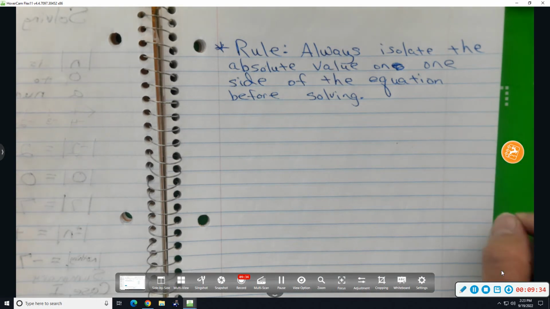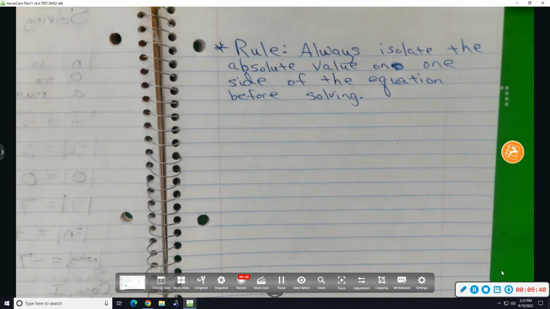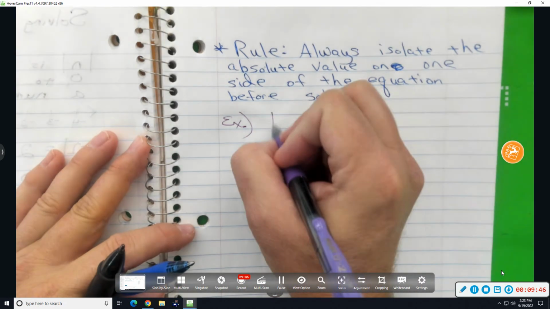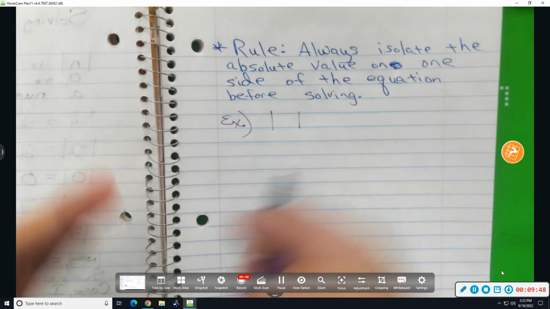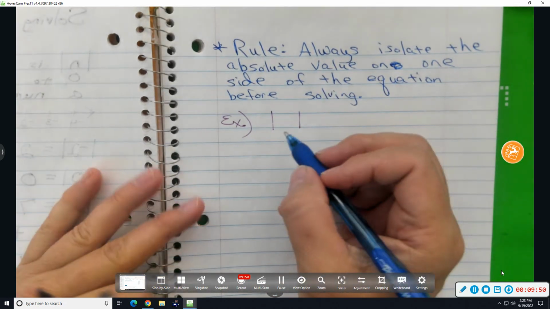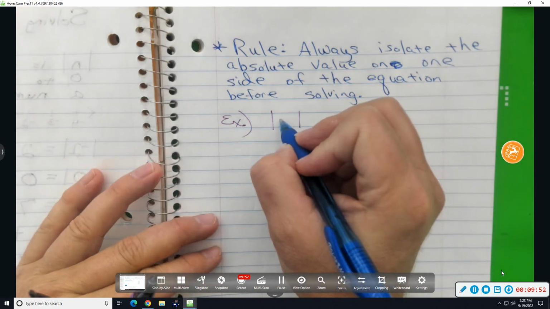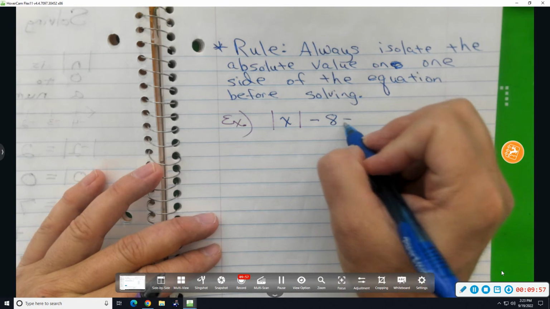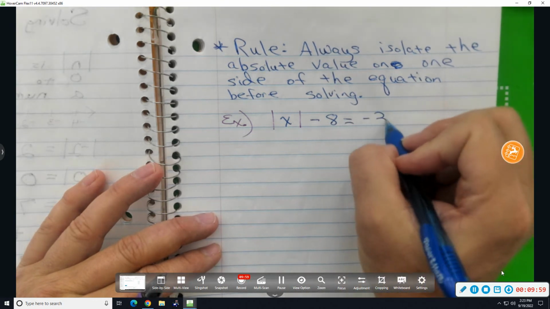Now the stuff inside the absolute value may not just be a variable x. It may be something other than x. For this first example that I'm going to just make up, I think I will just have an x inside the absolute value bars. The absolute value of x minus 8 is equal to negative 3.